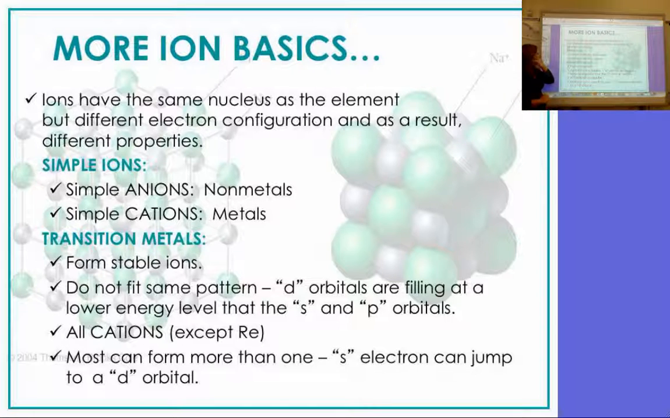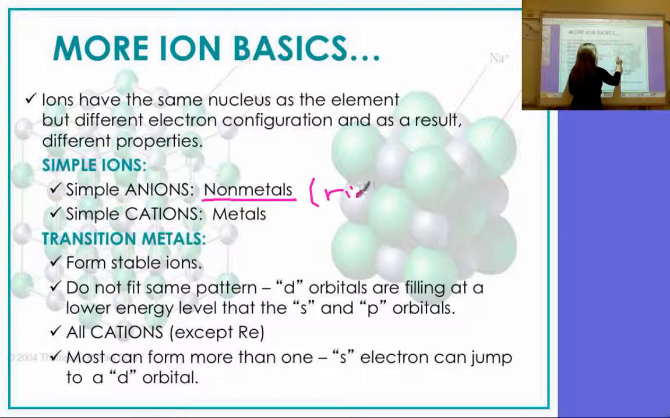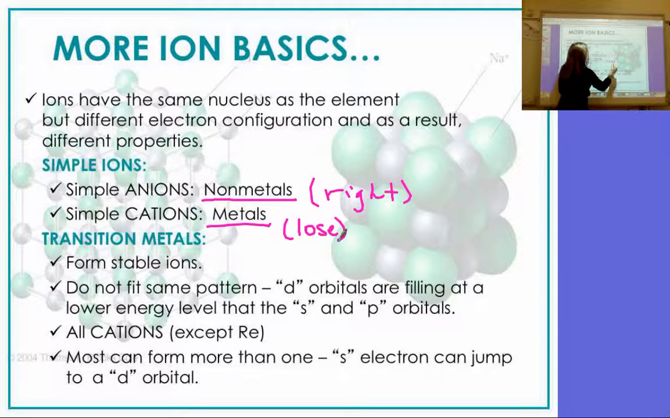Simple ions. We talked about simple anions. Simple anions are generally the nonmetals. Why? Anion means gaining electron. Who wants to gain electron? Things on the right side of the periodic table. Simple cations. Cations lose their electrons. Metals tend to lose their electrons. Anything on the left side of the periodic table tends to lose electrons.